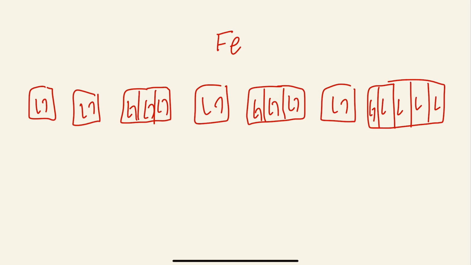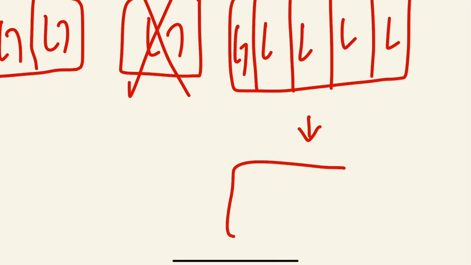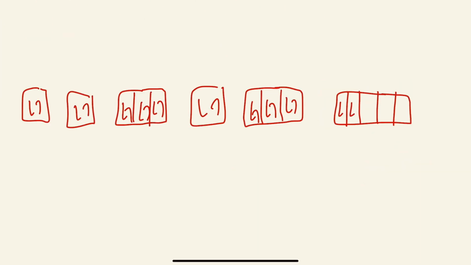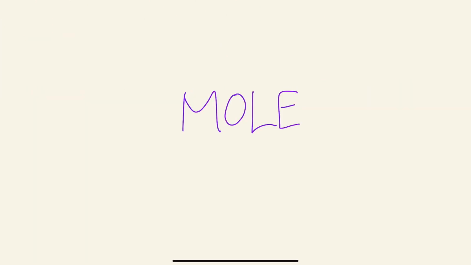Again, if we want to remove those 6 electrons, we'll first remove 2 from 4s2, and then we'll remove the remaining 4 from 3d6. So this will become this. So this is my updated orbital diagram. Okay, if you made it this far, good job!